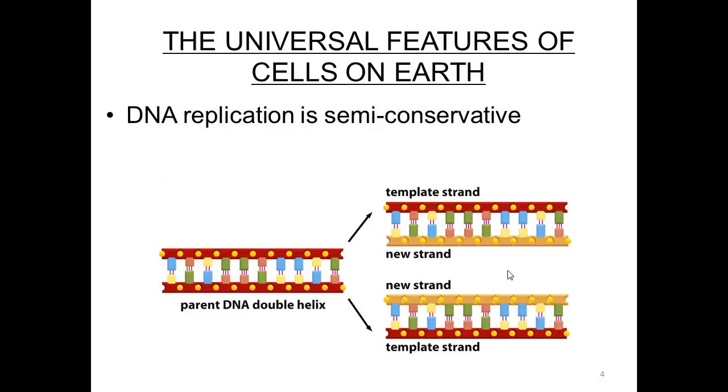DNA replication is semi-conservative. That's a term meaning that for the original DNA double helix with two parent strands, both daughter cells will receive one of the original strands and one of the new strands.